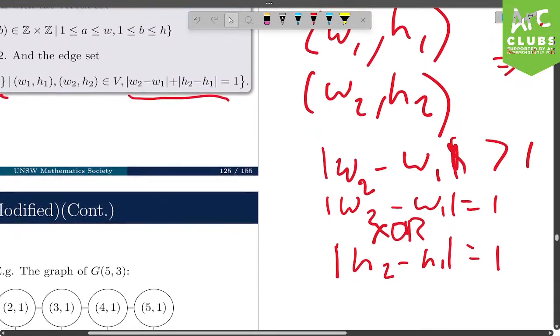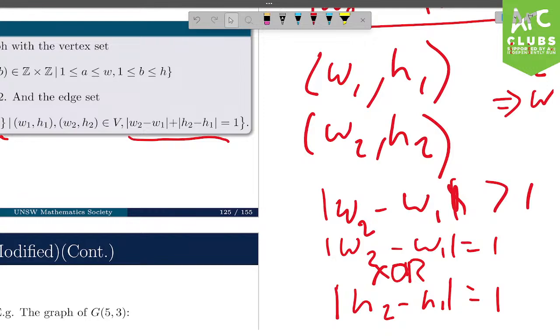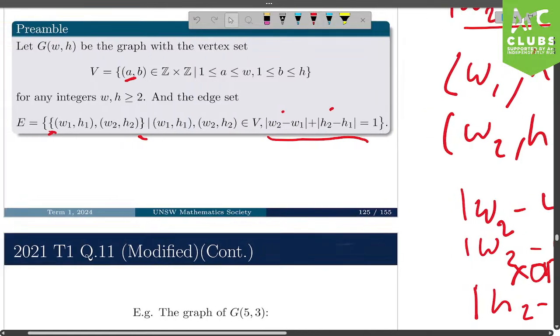Okay? But if we look at each of those four possible cases, if W2 minus W1 is 1 and the other, H2 minus H1, is also 1, the sum is 2. If they're both 0, the sum is 0. And the only time this entire sum here can be 1 is when exactly one of them is 1.